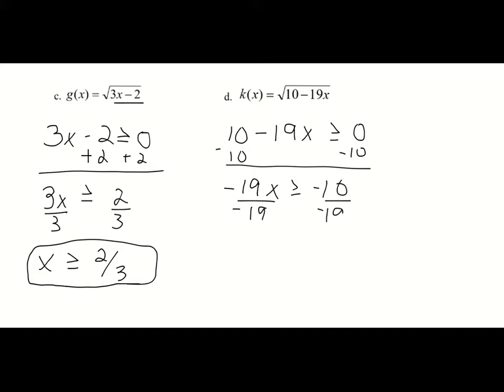Because I am dividing by a negative number, remember your rules for solving inequalities. When you divide by a negative number, you have to flip that inequality sign. And then here, the two negatives, negative 10 divided by negative 19 will make that positive 10/19. So here, our domain is x has to be less than or equal to 10/19 in order for us to get a positive number under that radical. So any number that is less than or equal to 10/19 will give us a positive number under that radical.